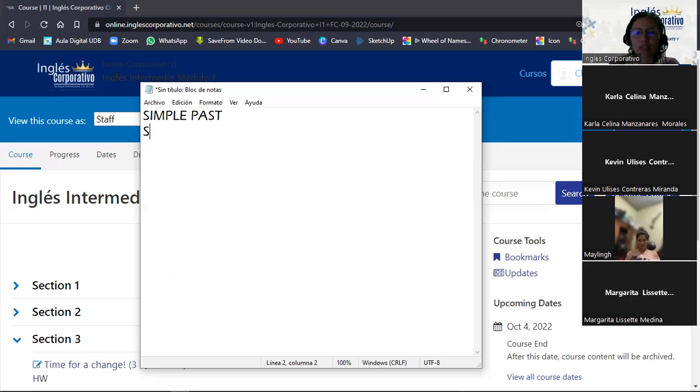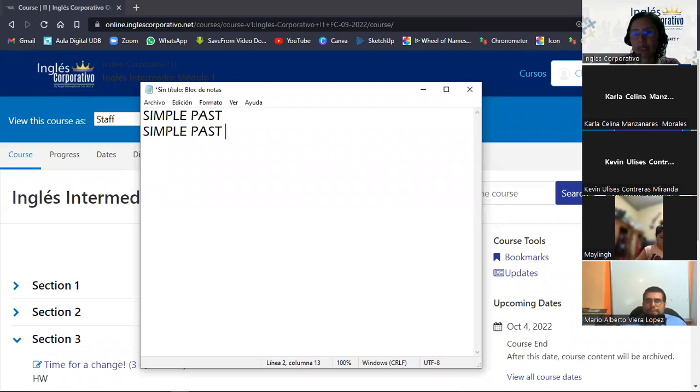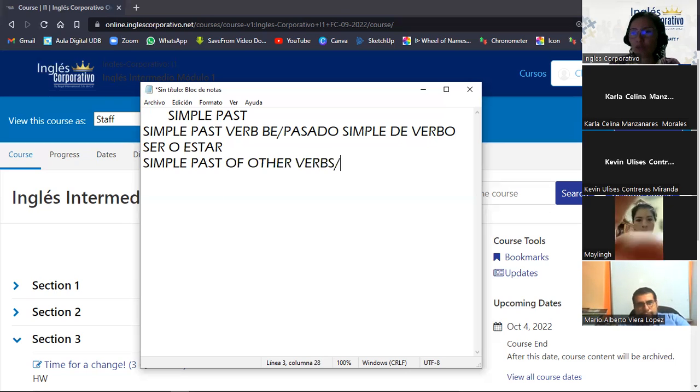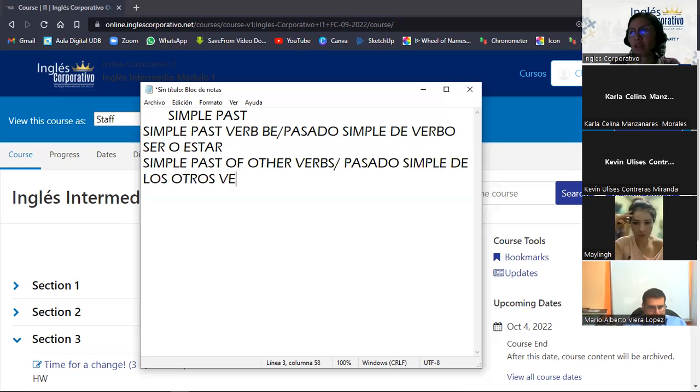Under the umbrella, we have simple past, or past simple, it's the same, right? Simple past of verb be. So this is the umbrella, la sombrilla, and then we have simple past of verb be, which is pasado simple del verbo ser o estar. ¿Por qué lo aclaro en español? Para que no nos confundamos, so you don't get confused, right? Then we have also simple past of all the verbs, right? O sea, cualquiera que no sea el verbo to be goes in that category. So we got pasado simple de los otros verbos, que no son verb be. Right, so there we got the information. So that's important to know.